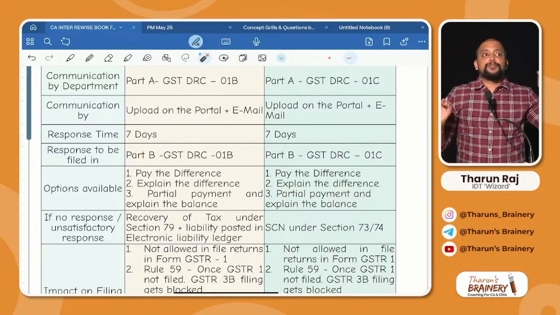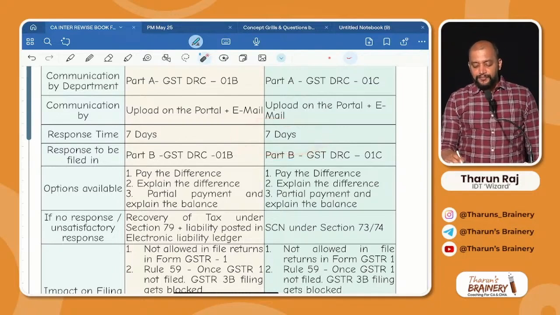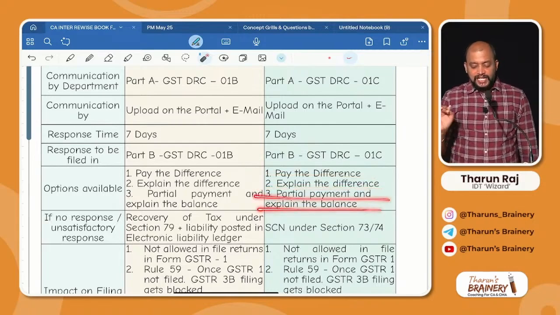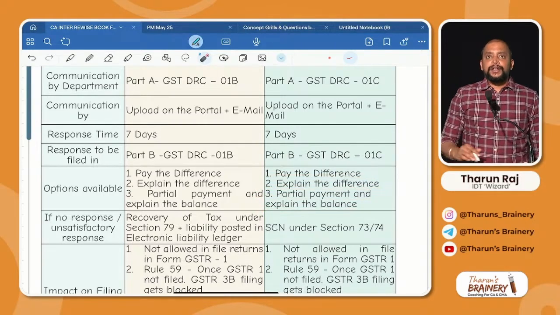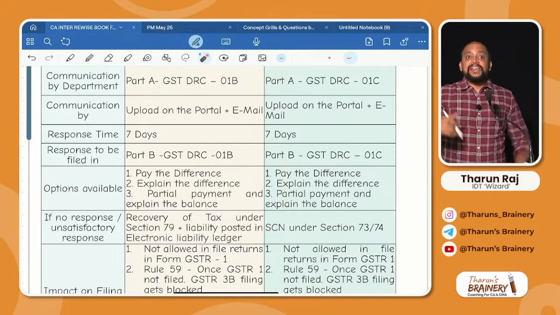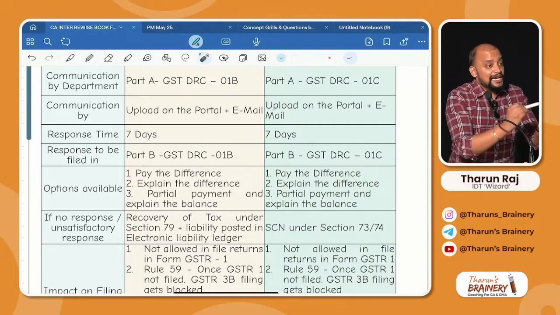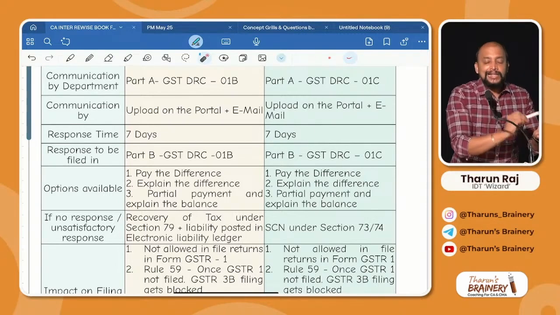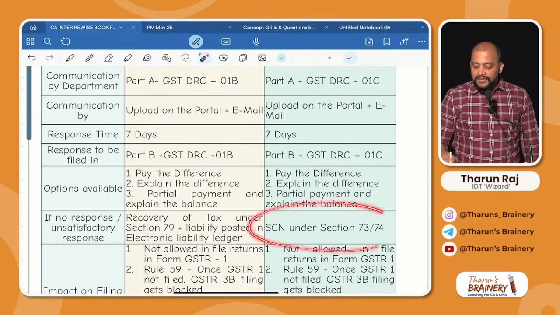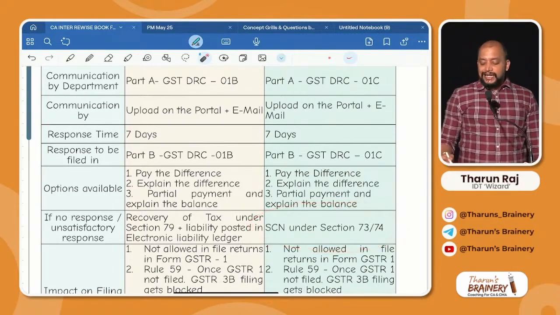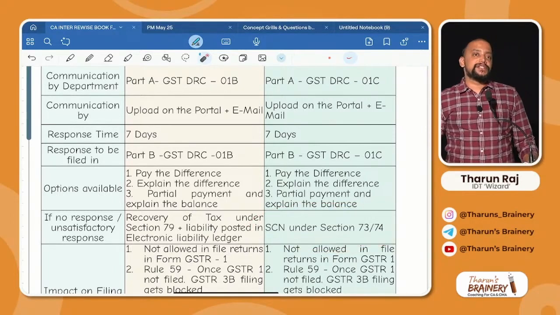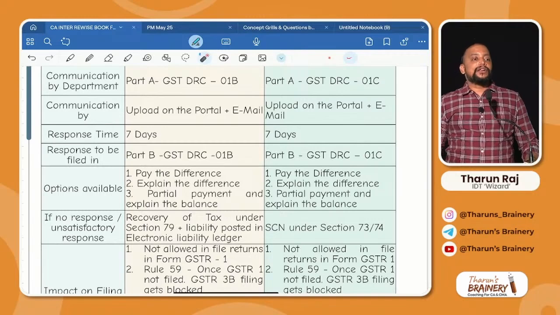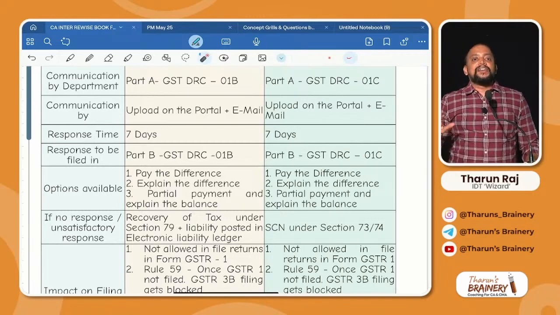But you need to respond within 7 days. Pay the difference, explain the difference, or make a partial payment and explain the balance. What will happen if you do not give any reply, or you gave a reply but they are not okay with that reply? In that case, they will again give a notice under section 73-74, which is a very, very dangerous notice. Once we get that notice, penalty also will get attracted and they will recover.